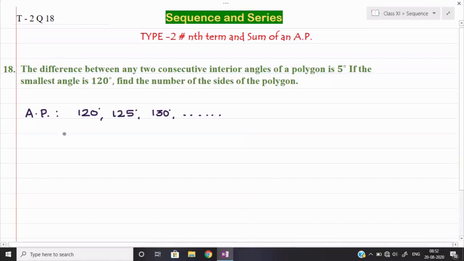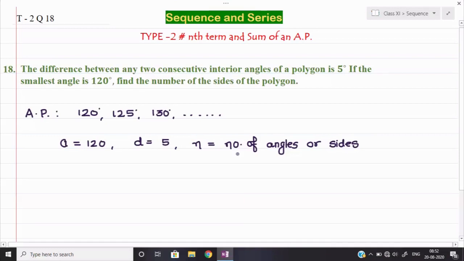So the value of a is given as 120 degrees. That is the first information we have. Then the value of d is given as 5. The number of angles, we can say n, is equal to the number of angles, or you can say it is sides. Both are the same actually. Okay, so n we don't know.